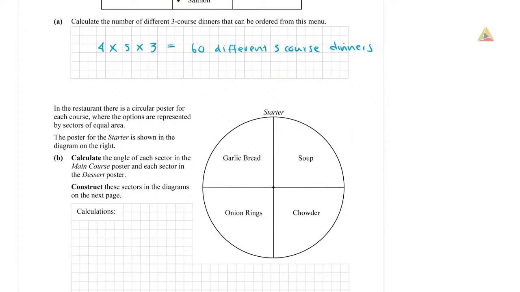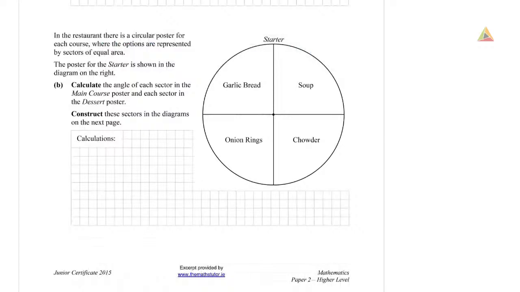In a restaurant, there is a circular poster for each course where the options are represented by sectors of equal area. So the poster for the starter is shown on the diagram on the right. So calculate the angle of each sector in the main course poster and each sector in the dessert poster. So construct these sectors in the diagrams on the next page. Okay, so we're going to do the calculations first.